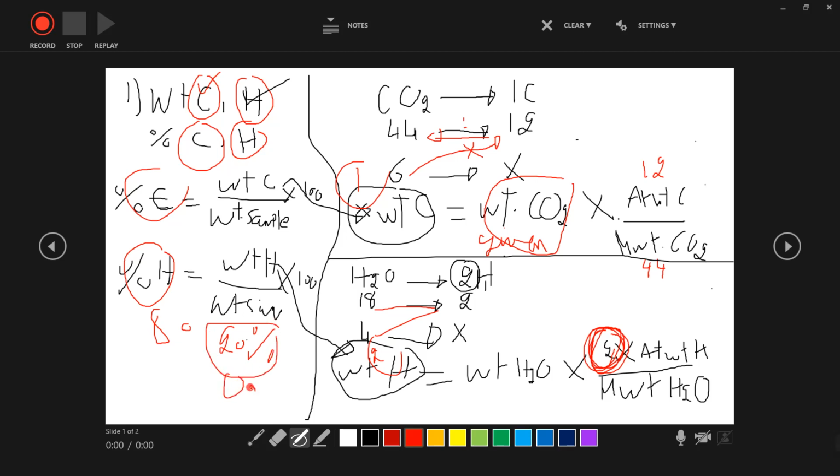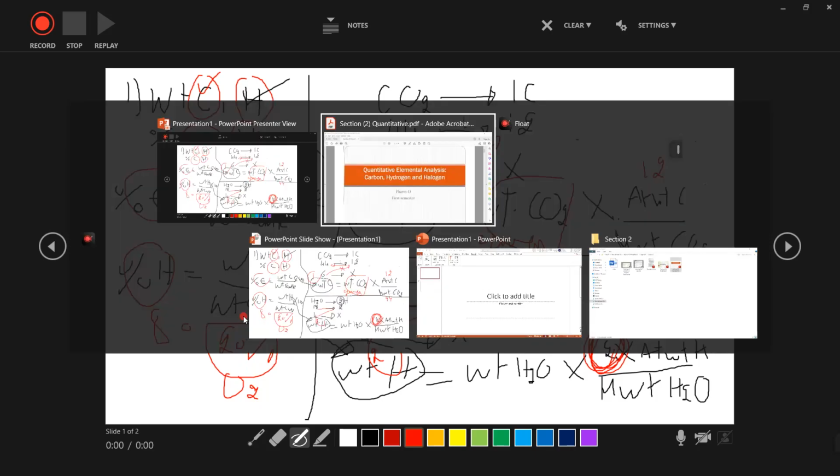We will use it in our last problem in this section. So please remember this note: these percentages should be equal to 100. This weight should be equal to the weight of the sample. If not, the remaining is oxygen. Okay, let's try to solve a problem on this first point. We can open the PDF.